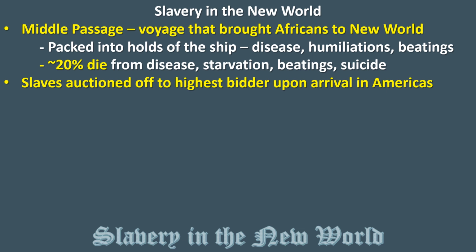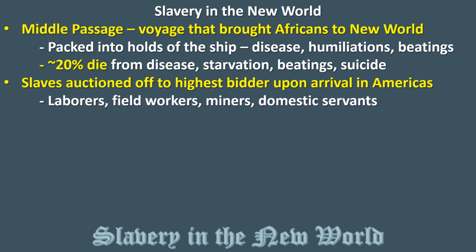Once they arrived in the Americas, slaves would be auctioned off to the highest bidder, and they would work as laborers, field workers, miners, domestic servants. You've had all this information about slavery in the United States and in world history up until this point, so we don't have to get into it. But basically, any job you can think of, African slaves would be used to perform that.